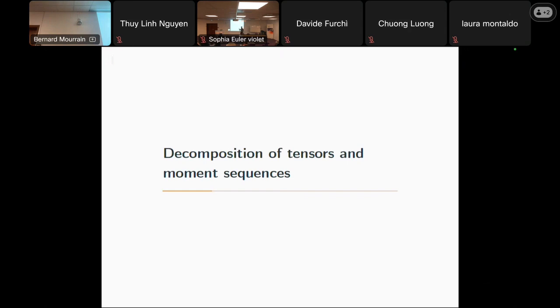The idea is that this duality allows us to see in the same way problems of decomposition of tensors and moment sequences, which appear, for instance, in polynomial optimization when you want to recover the minimizer from the moment sequence. Okay, so we stop here.